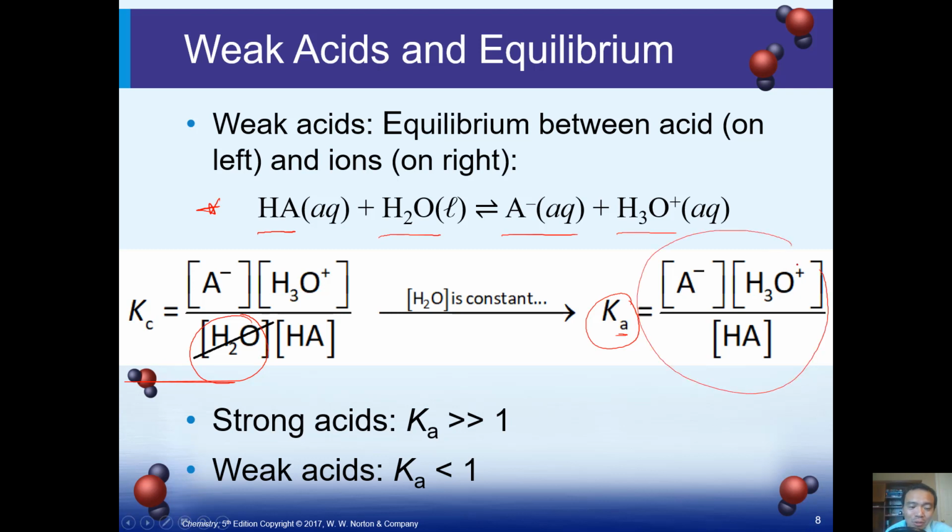For strong acids, theoretically speaking, the Ka should be indefinitely large. However, in reality, you do have a very, very large number, much, much greater than 1. For weak acids, Ka is smaller than 1. Usually, it's much smaller than 1.